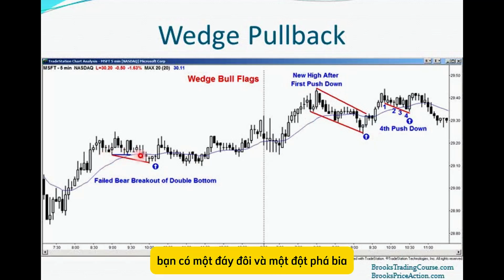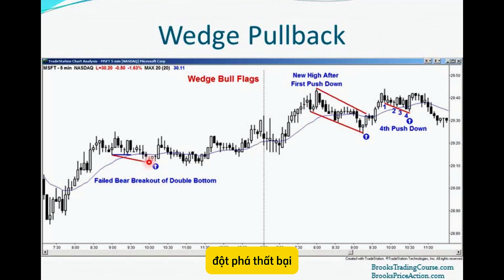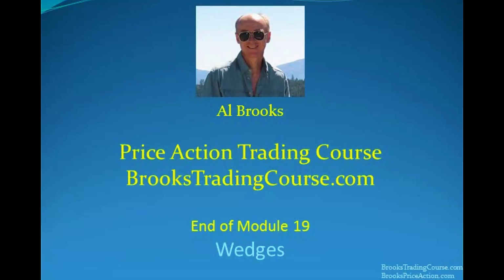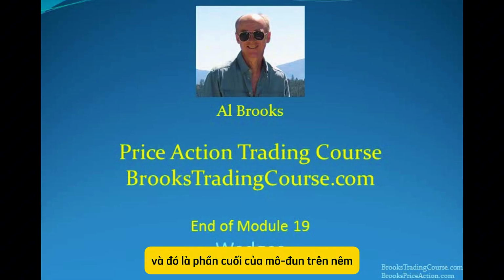You have a double bottom and a bear breakout, so three pushes down, one, and then the double bottom is two, and the breakout is three. The failed breakout is functionally the same as a wedge bottom. And that's the end of the module on wedges.